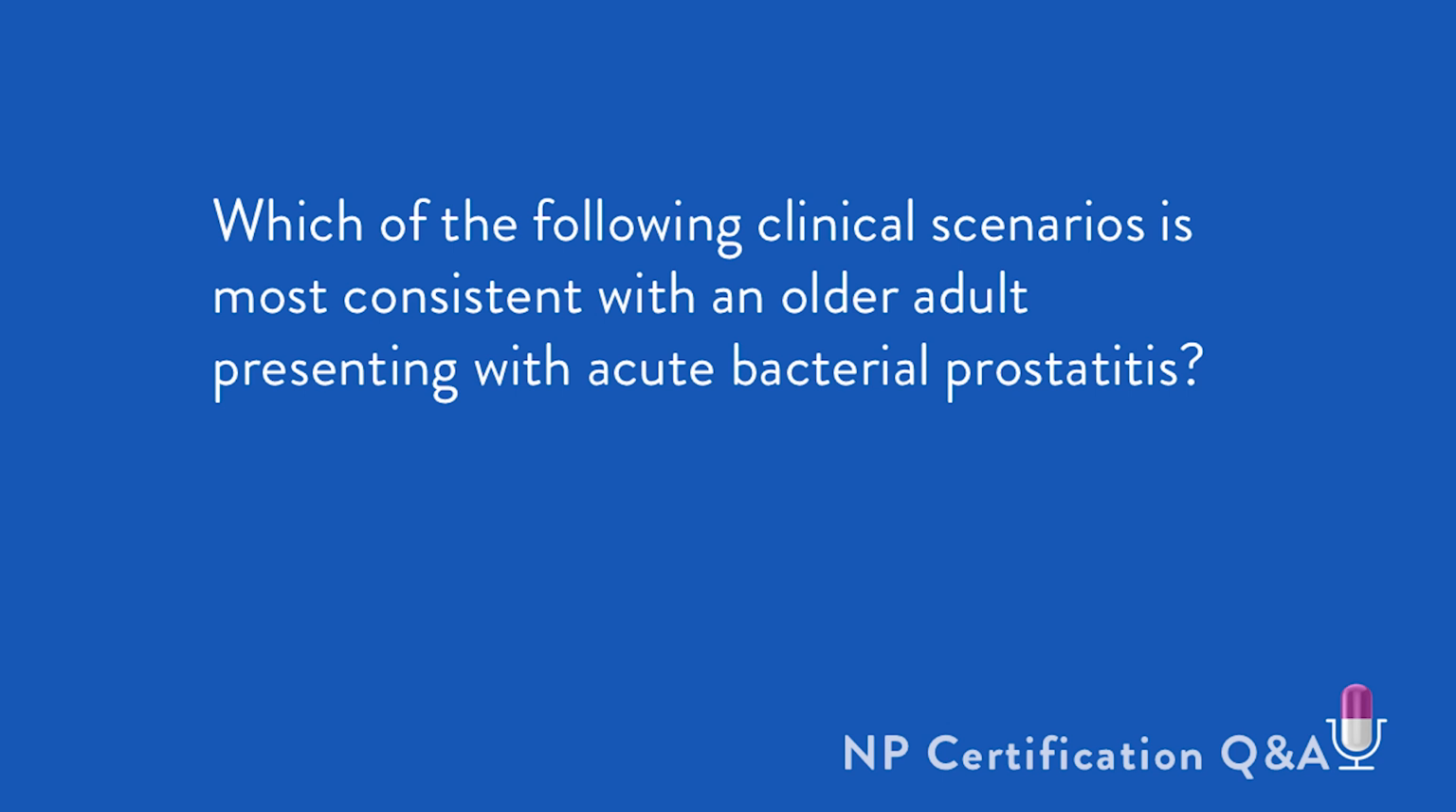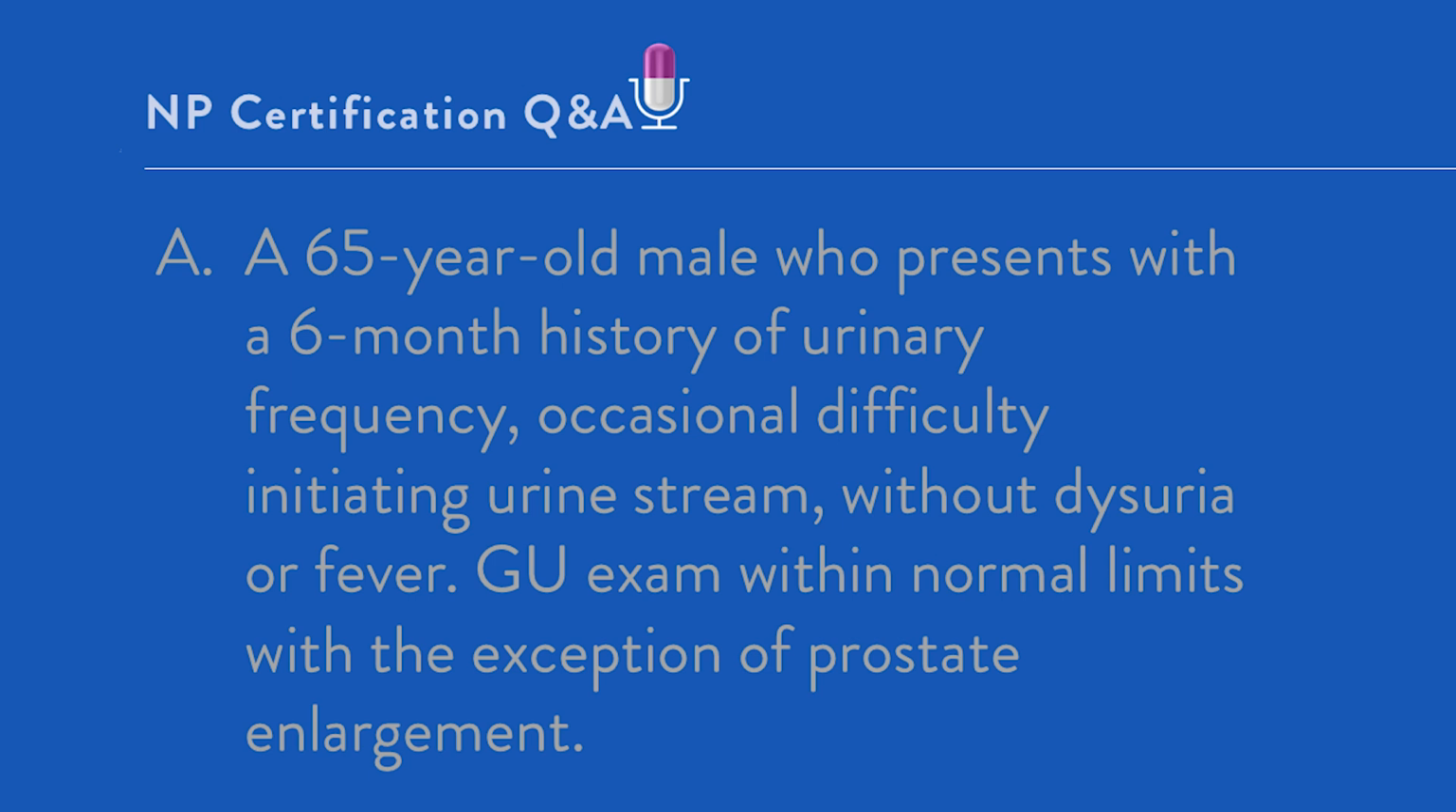Which of the following clinical scenarios is most consistent with an older adult presenting with acute bacterial prostatitis? A, a 65-year-old man who presents with a 6-month history of urinary frequency, occasional difficulty initiating urine stream without dysuria or fever. GU exam is within normal limits with the exception of prostate enlargement. This is, of course, incorrect. Given the lack of fever, which is a near universal finding in prostatitis, and lack of acute symptoms, this presentation is not consistent with the diagnosis in question.